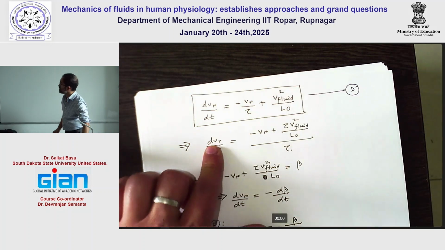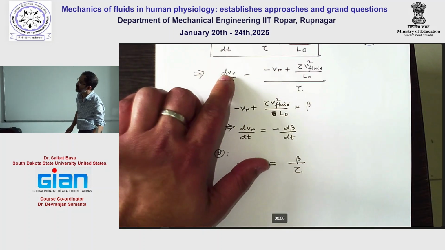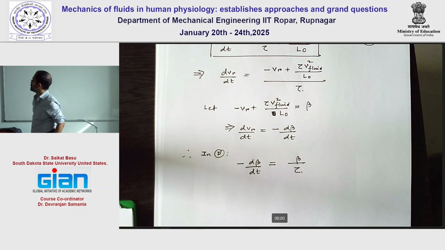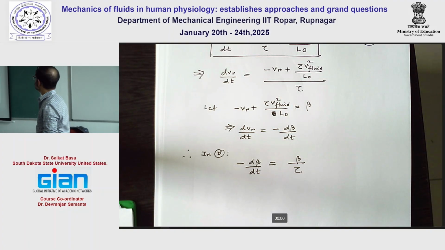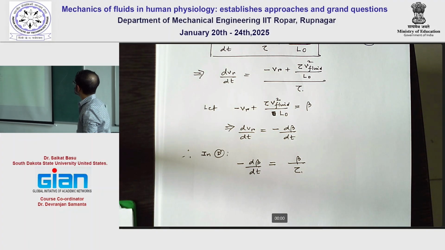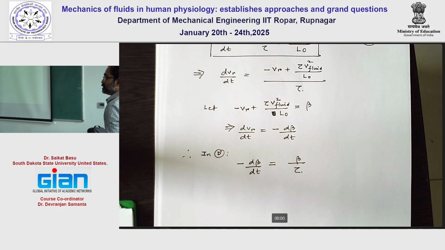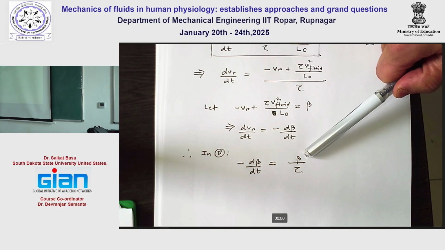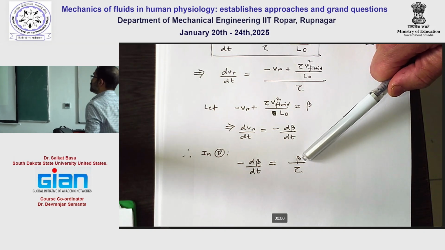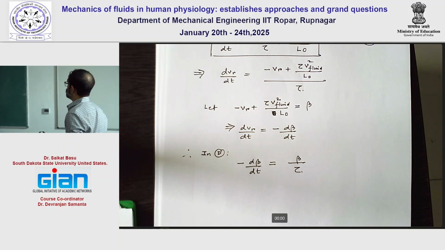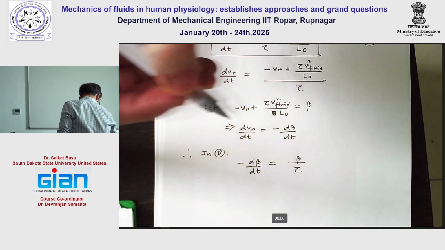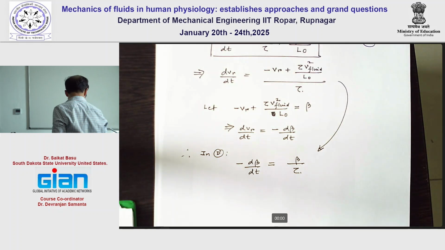So I'm using this equation. dVr/dt is negative d beta/dt, and then that entire numerator is beta divided by tau. Am I missing something? On the right hand side, it should be just beta. Over here? No, it is correct. So basically I'm using this equation.